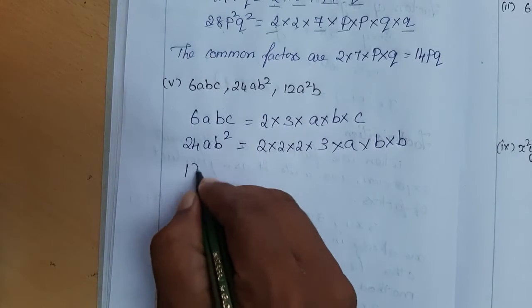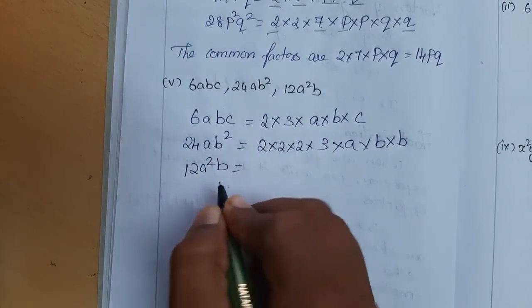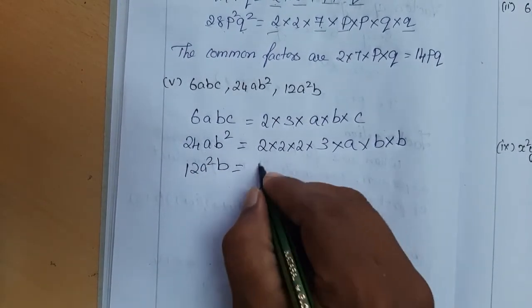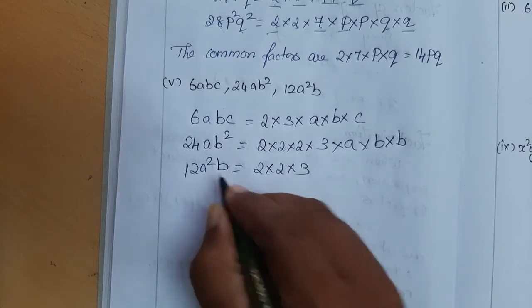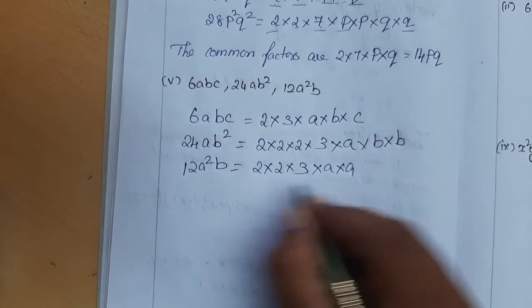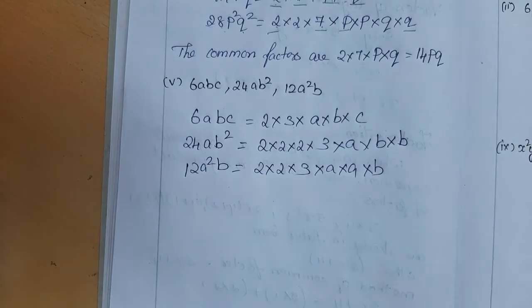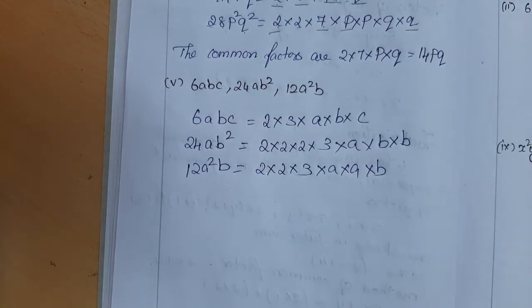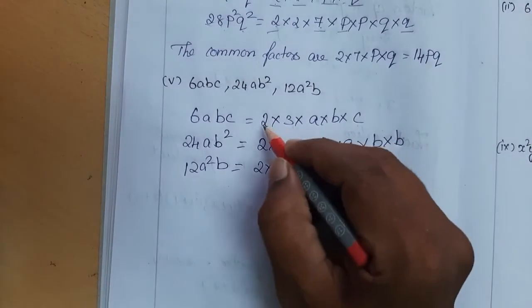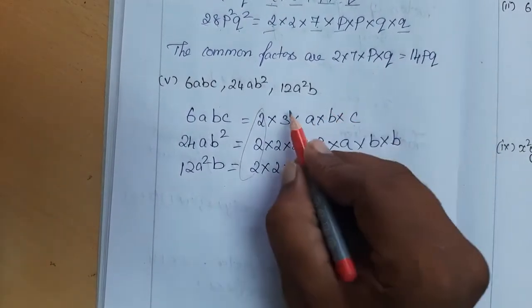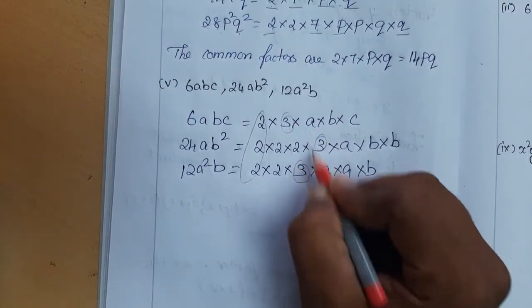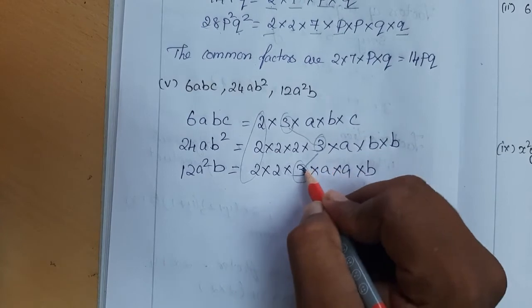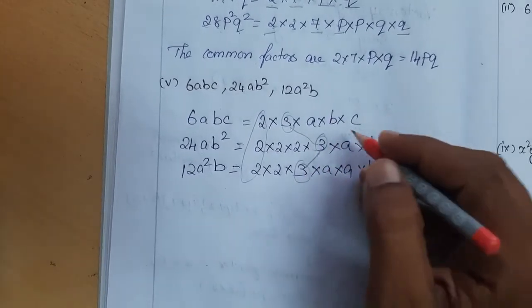So next is 12a square b. So 12 we can write as 2 into 2 into 3. A square is a into a, and b multiplied with b. So now we find the common factors. So here 2 is there and 3. So with 3 terms also you have to find the common factors, not only with 1 term. 3 also it should be.